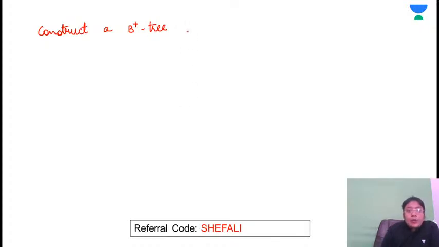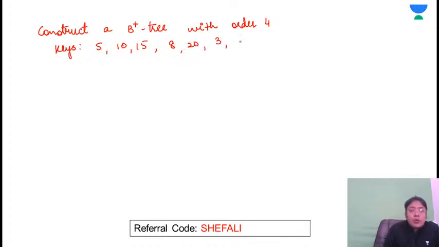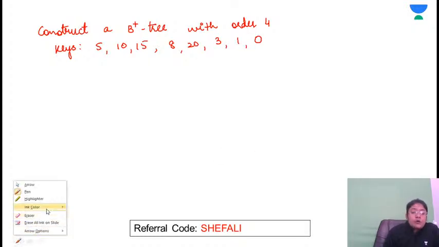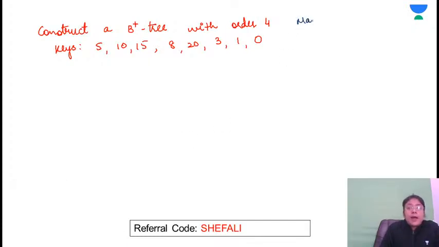So B plus tree with order 4 we want to construct, and the set of keys are given as 5, 10, 15, 8, 20, 3, 1 and 0. Order is 4. If you are inserting the elements, this means that we have to consider the maximum constraint. Maximum number of block pointers are 4, so the maximum number of keys will be equal to 3.